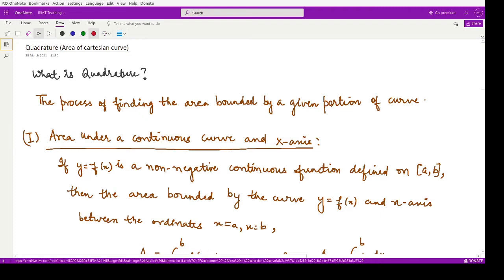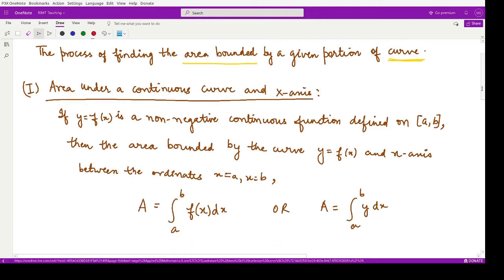The first question that comes to our mind is, what is quadrature? Quadrature is the process where you can find the area of some bounded region of that curve. This you might have studied in your school as well, how to find the area bounded by curves. So this is the same as that topic.